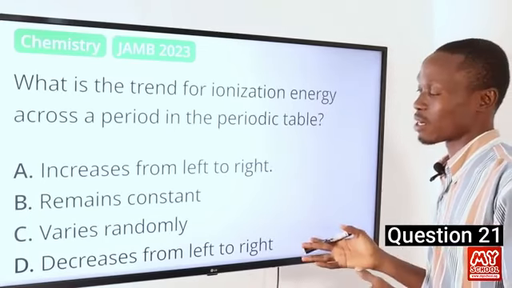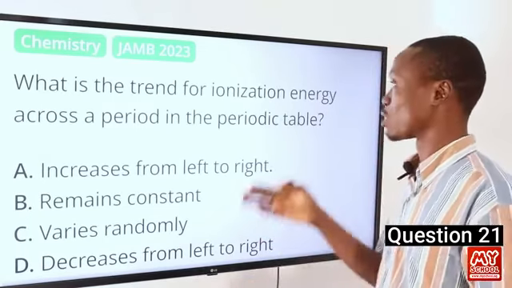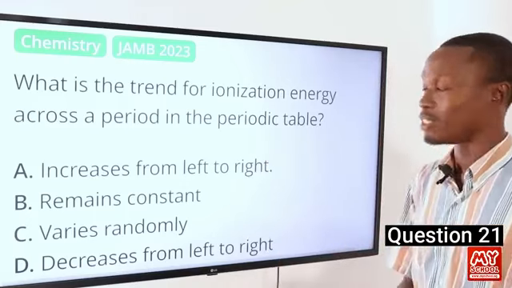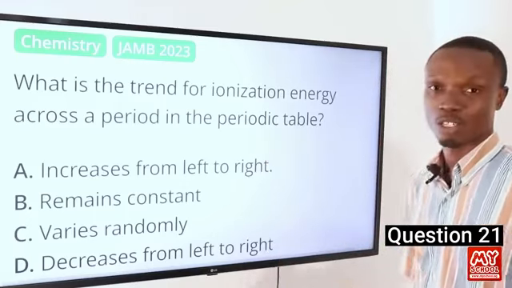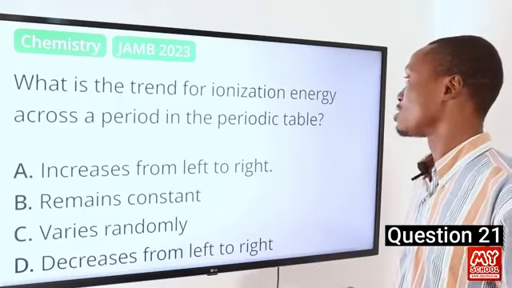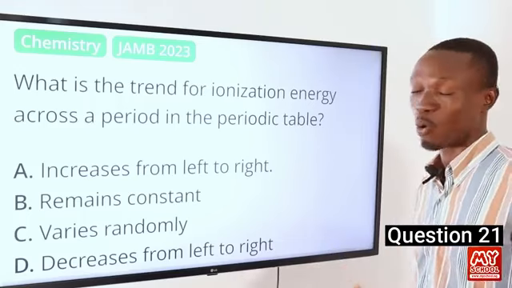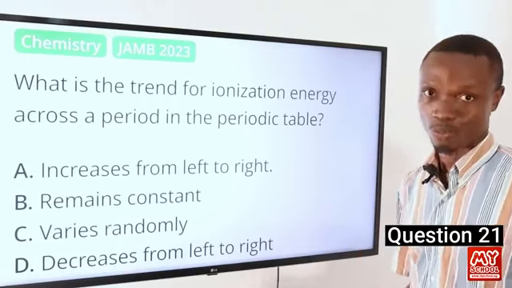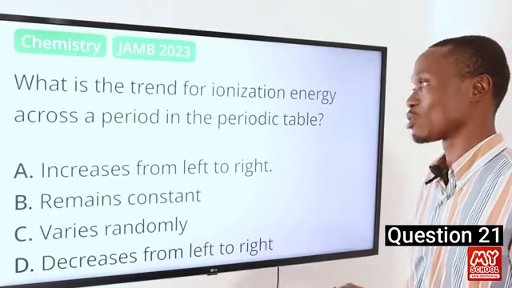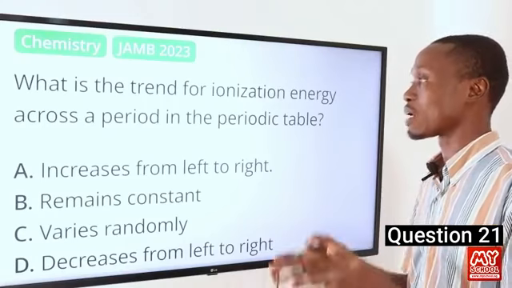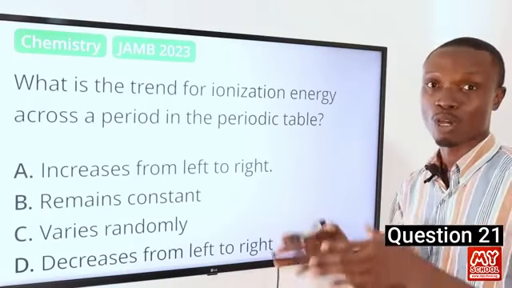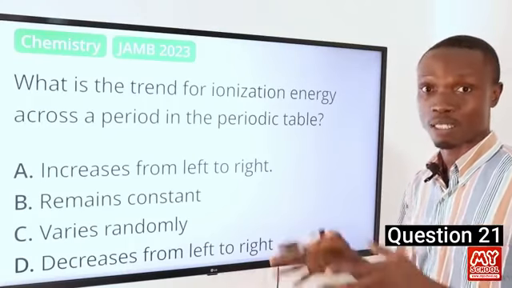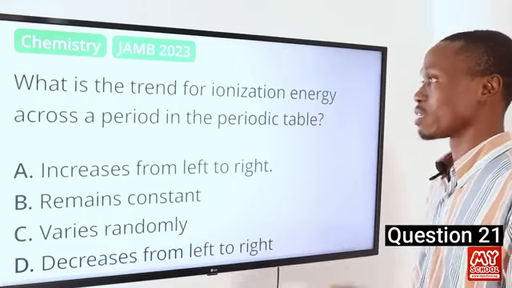Before we answer this question, it is necessary that we understand the meaning of ionization energy. So what do we mean by ionization energy? Ionization energy simply means the energy required to remove an electron from a neutral atom. Ionization energy is one of those properties that elements exhibit on the periodic table.